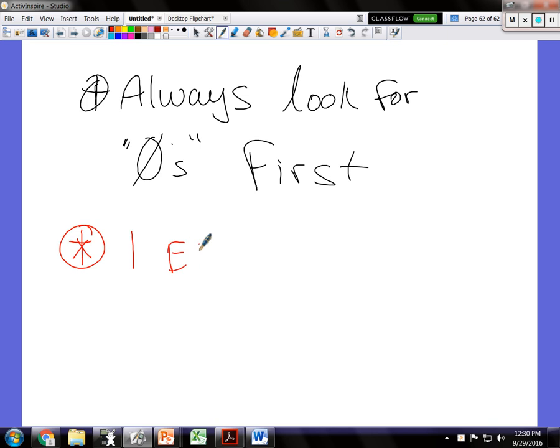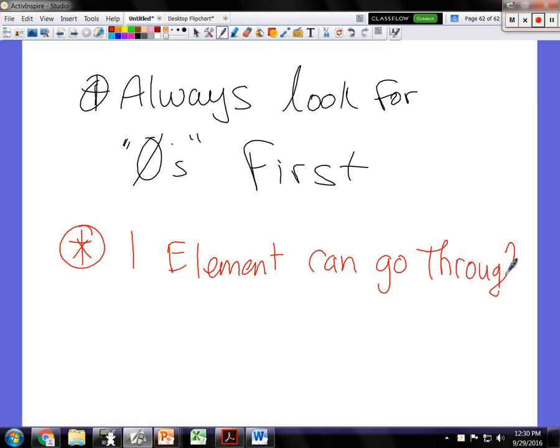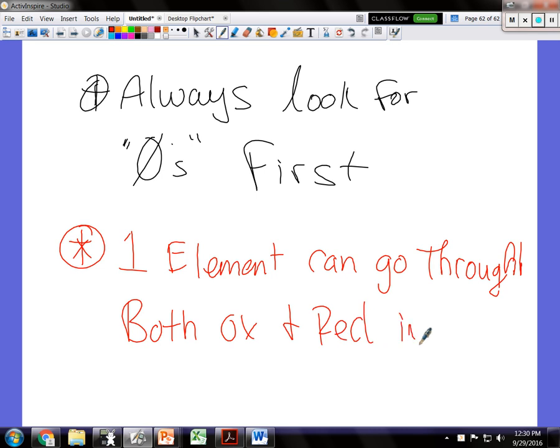One element can go through both oxidation and reduction in the same reaction. And I promise you we'll come to this later on. I'm telling you, you need to know that fact. That one element can go through both oxidation and reduction in the same reaction. Okay?